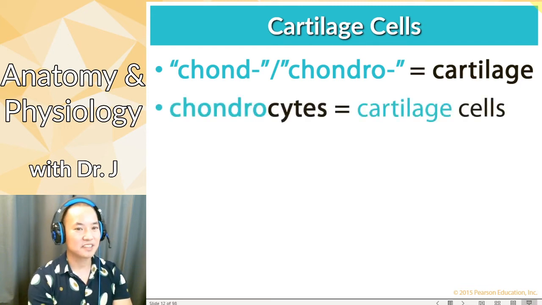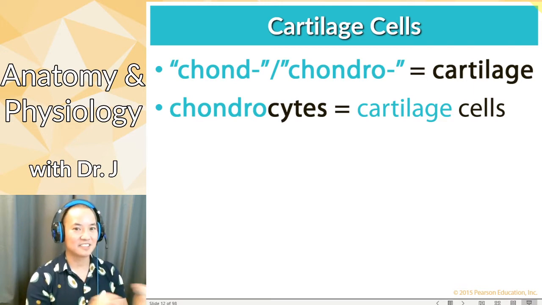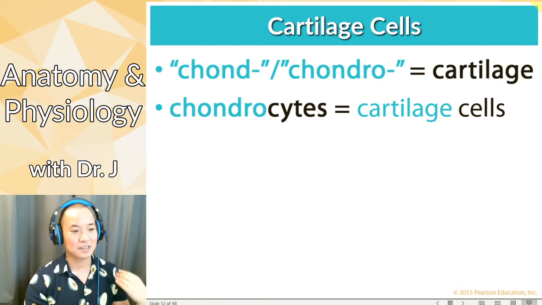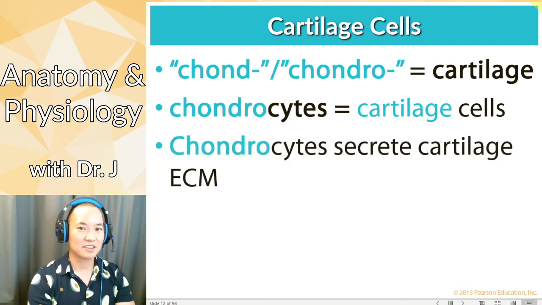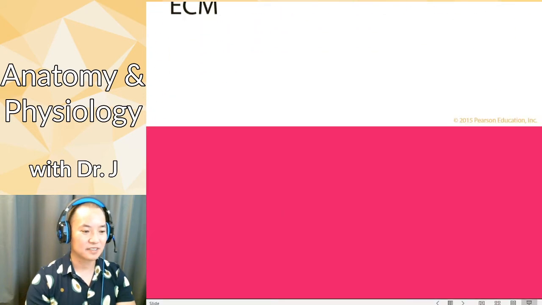So when you have chondrocytes, again, cyte, that root word meaning cells. So when you have chondrocyte, that's literally cartilage cells. So again, this is why you're able to add new vocabulary very easily if you know these root words. So chondrocytes, these are the ones that secrete cartilage extracellular matrix.